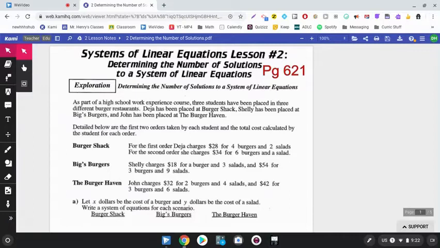Jumping into the workbook, page 621. In this one, we're going to look at determining the number of solutions to a system of equations. There are actually three scenarios. When I give you two equations and I tell you to find the solution, there are three options of what could happen with those lines. We have this first example that explores those three options, then we'll talk about them a bit more.